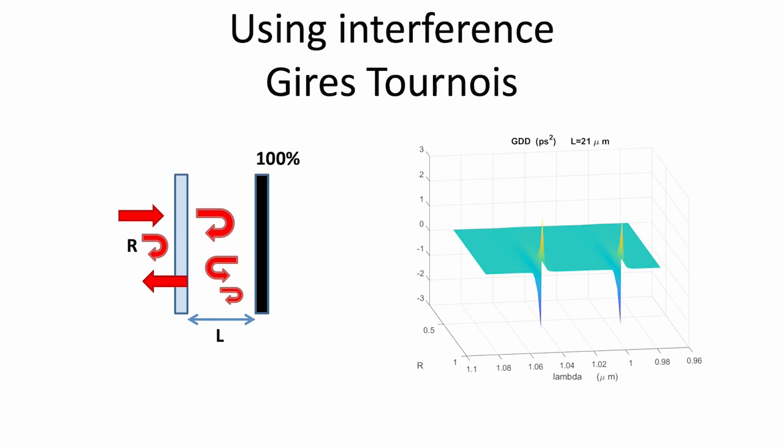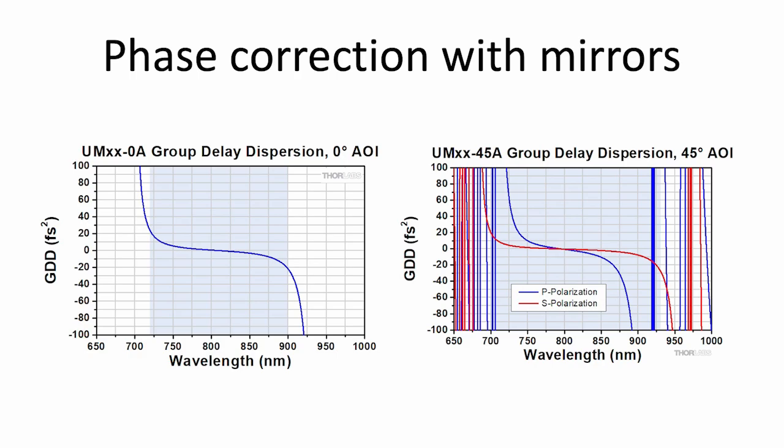And let's go to the next slide, just to make you aware that interference can spoil your pulses. So you can see here, if you have to choose mirrors for your experiment, you have to check the group delay dispersions of the mirrors from the manufacturer.